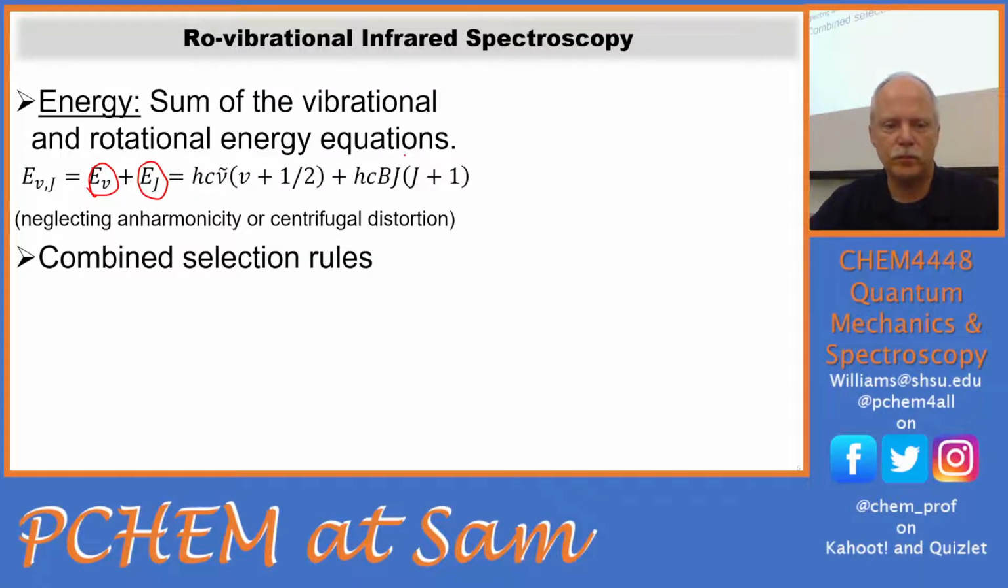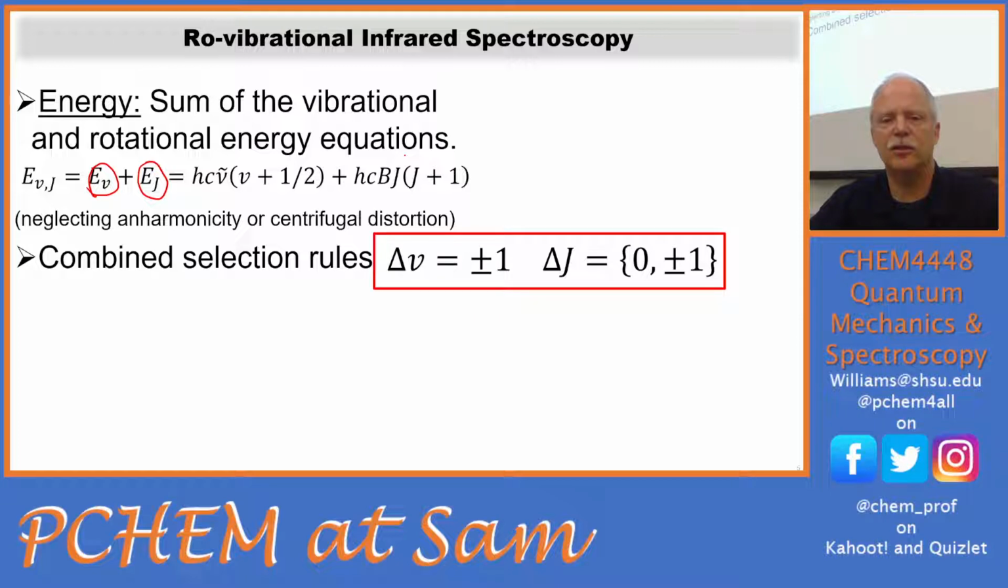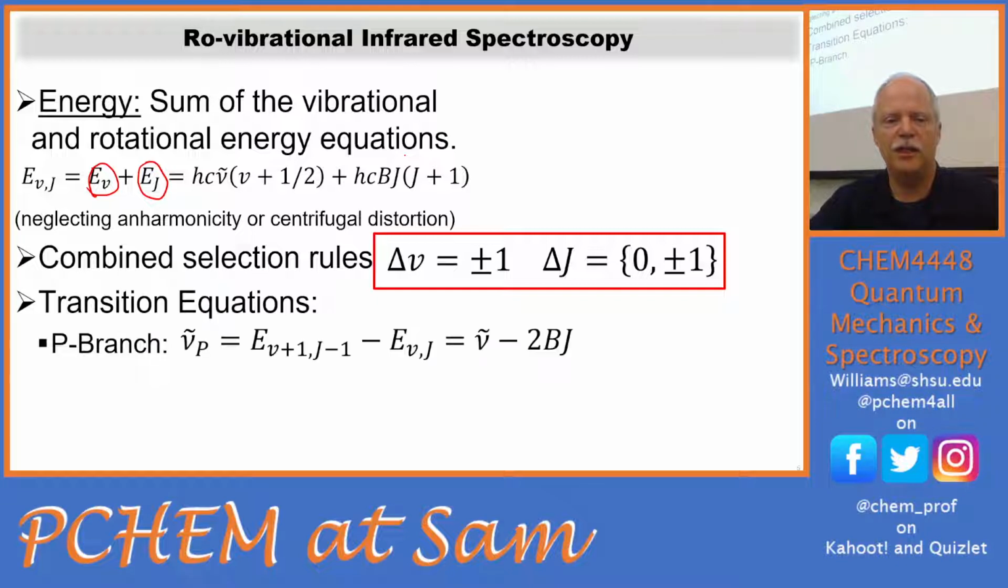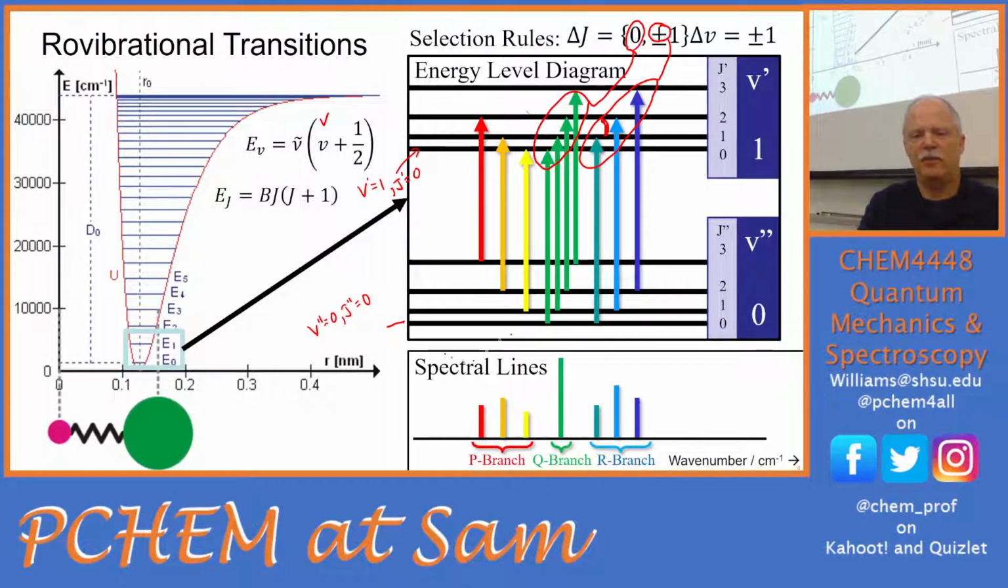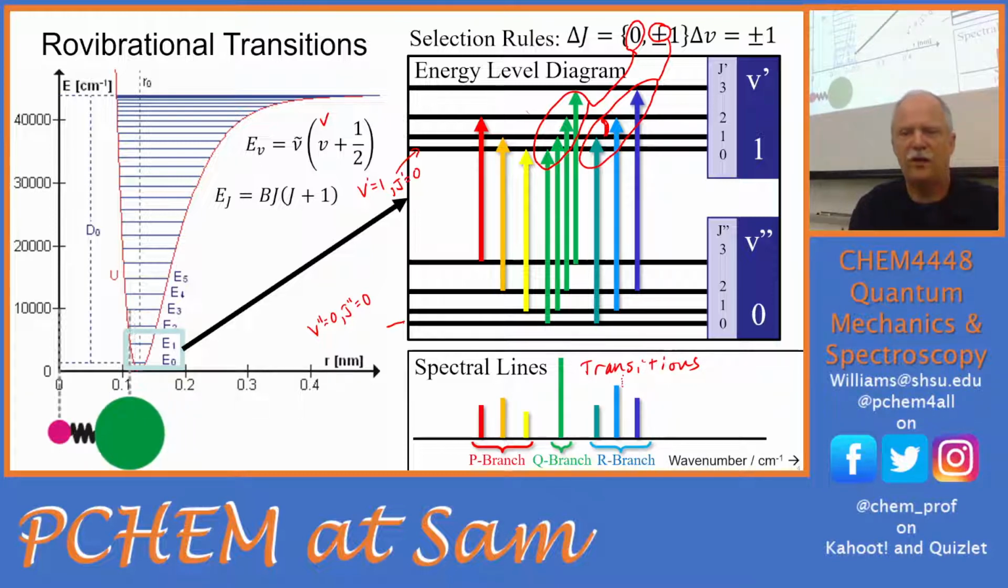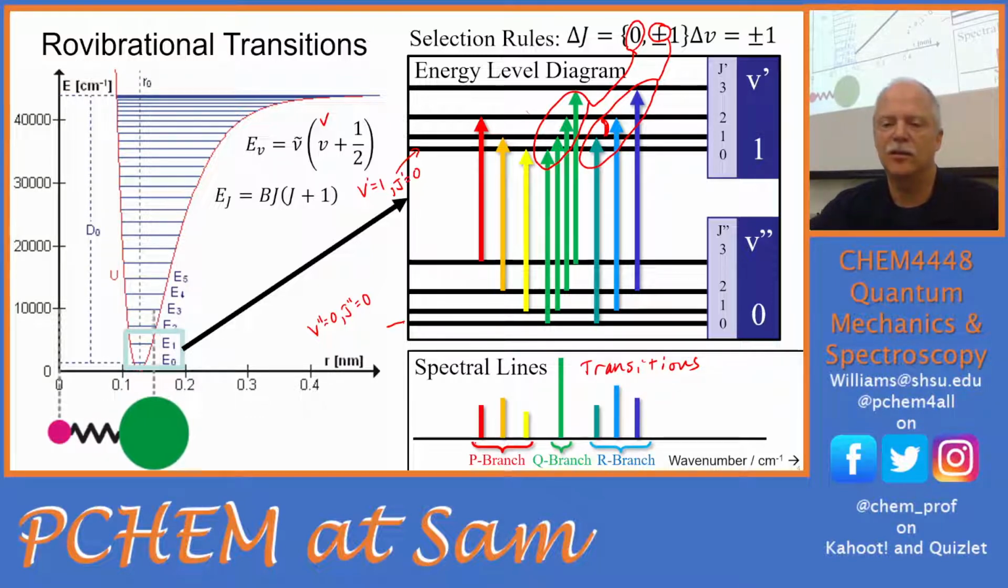So here are the combined selection rules, plus or minus 1 in V, 0 and plus or minus 1 in J. And here are the transition equations. So what do I mean by the transitions? That's these things down here. The spectral lines are the transitions. And when we come up with the transition equations, they tell us what the locations of the peaks are. So I'm just reviewing a little bit.